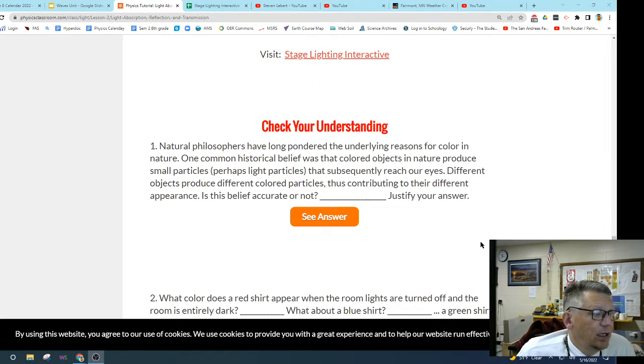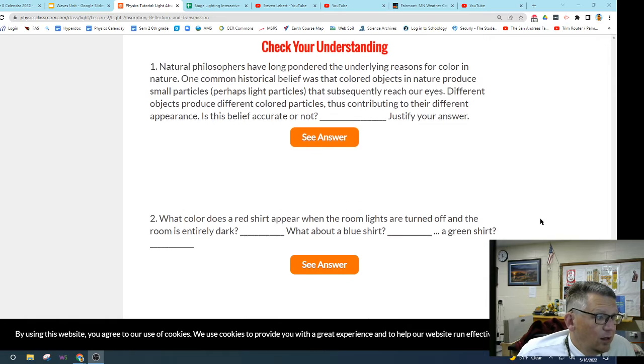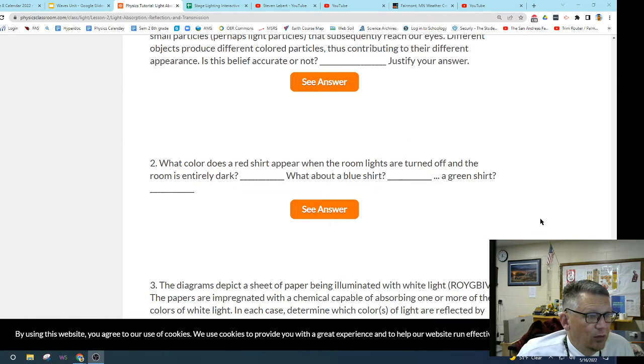Check your understanding. Natural philosophers have long pondered the underlying reason for color in nature. One common historical belief is that colored objects in nature produce small particles, perhaps light particles, that subsequently reach our eyes. Different objects produce different colored particles, thus contributing to the different appearances. Is this belief accurate or not? Justify your answer. What color does a red shirt appear when a room light is turned off and the room is entirely dark? What about a blue shirt?